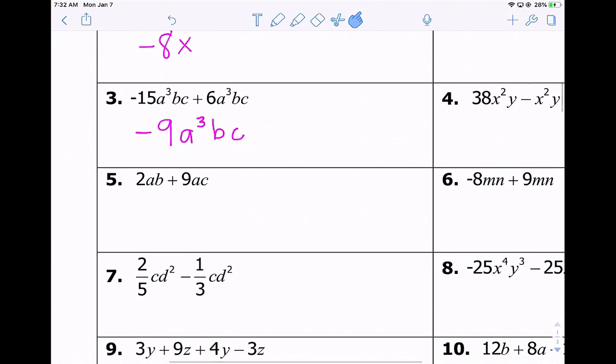Number 5, we have 2ab plus 9ac. So 2ab can only be added to another ab term, and this is not an ab term. So these are not like terms. We cannot do anything with this, so we're going to leave those exactly as they are. So our answer here is the problem. So 2ab plus 9ac would be your answer there.